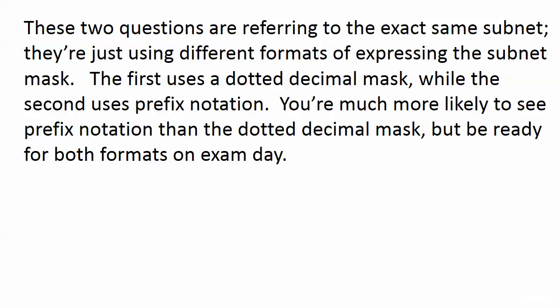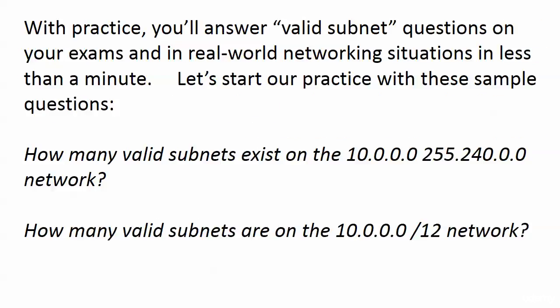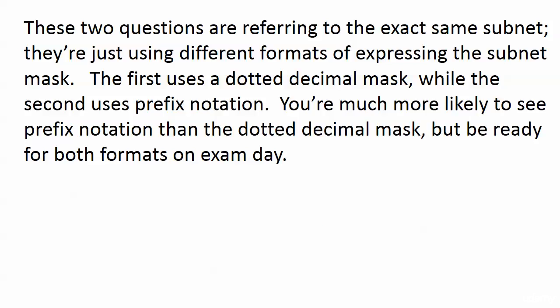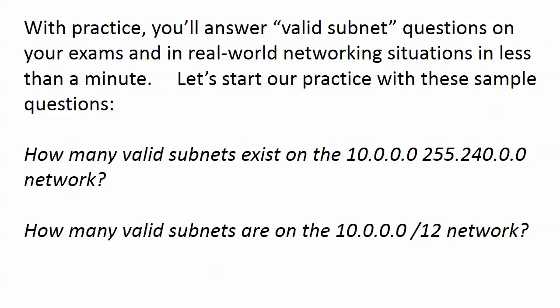The first one used a dotted decimal mask, and that's the 255.240.0.0 that you see there. And the /12, this is what we call prefix notation. You're much more likely to see prefix notation than a dotted decimal mask in real-world networking and real-world network maps. On your exam, I expect you to see both.